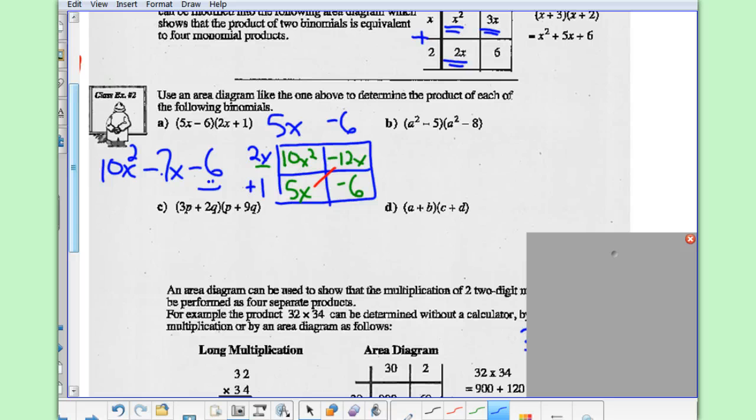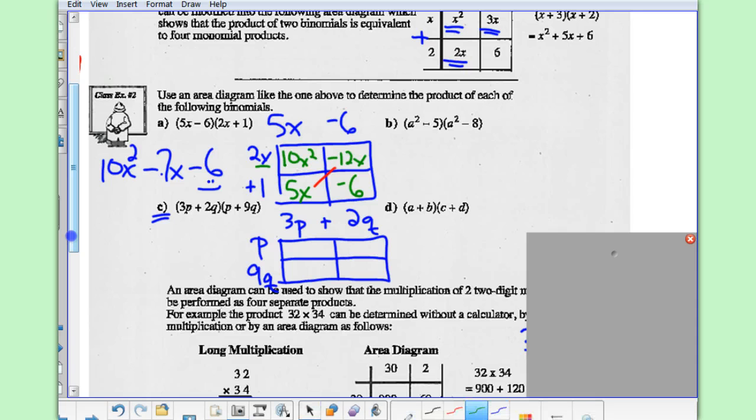So if you look at question C, I say, well, okay, I've got 3p plus 2q, and then on the side I've got p and 9q. So we make up our chart. That's great. And now we have to do our product. So this is a 3p squared. This is 6pq. This is 27pq. And lastly, this is 18q squared.